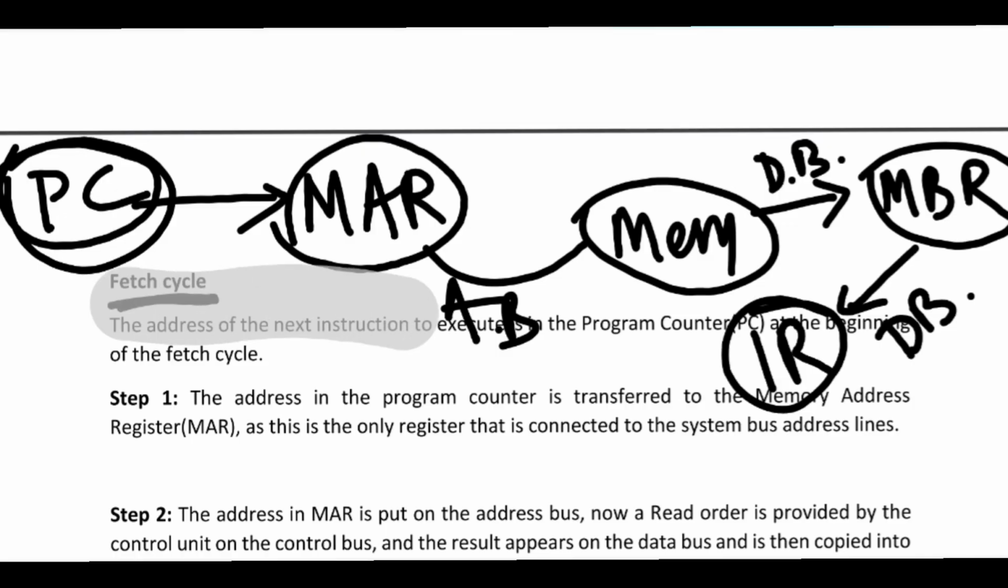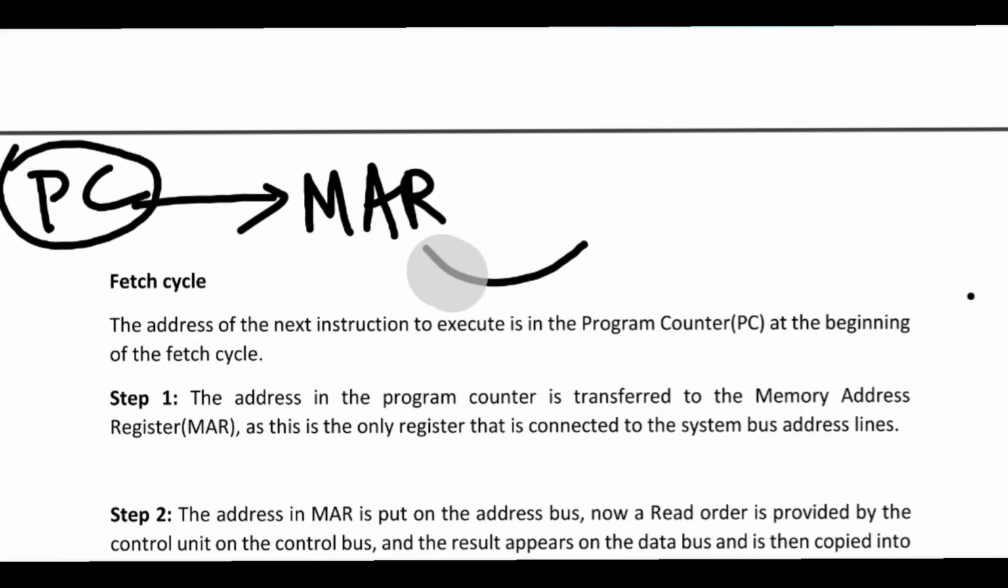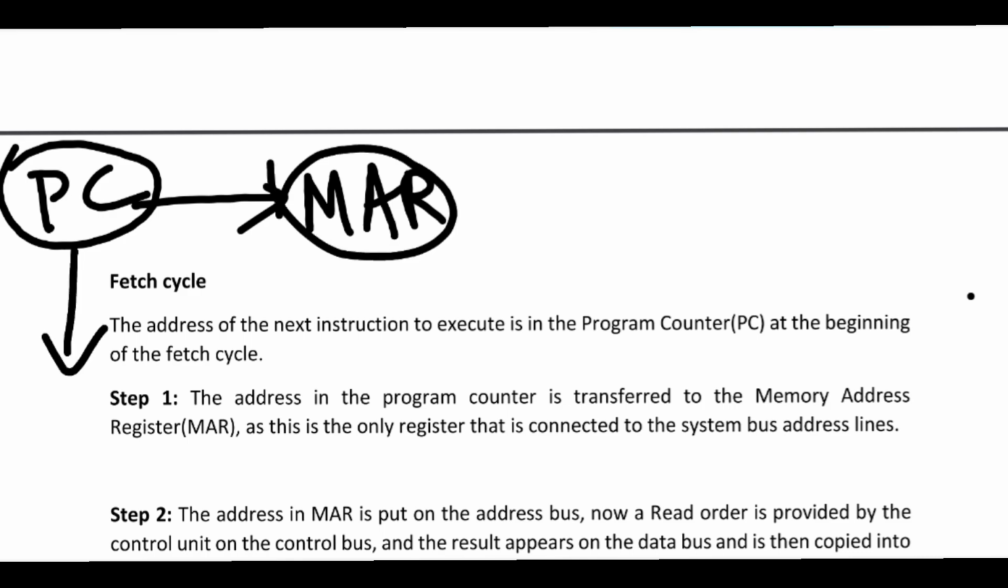And here also, after the instruction address goes to the memory address register, the PC value will be incremented. PC plus plus means the next instruction will be loaded. The next instruction will be loaded to the program counter.